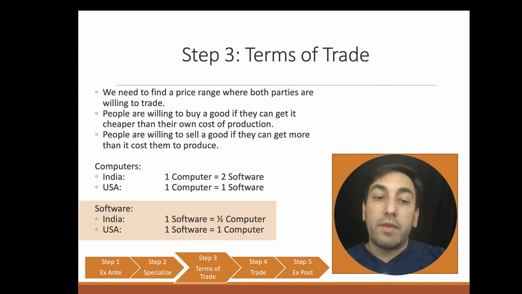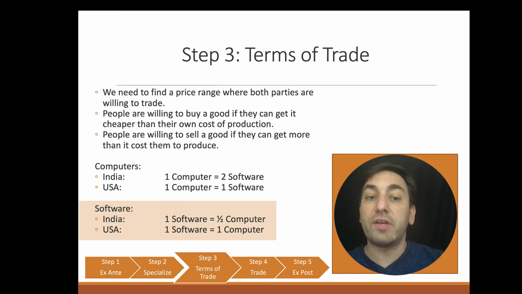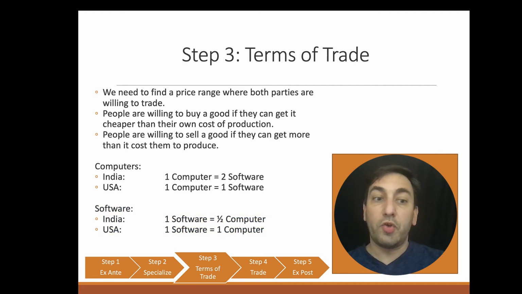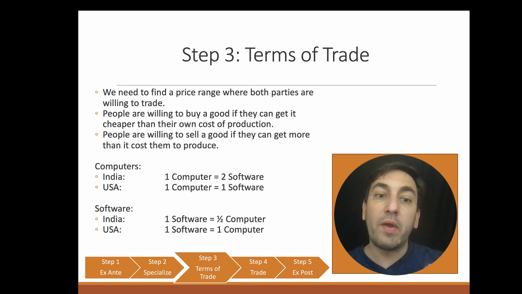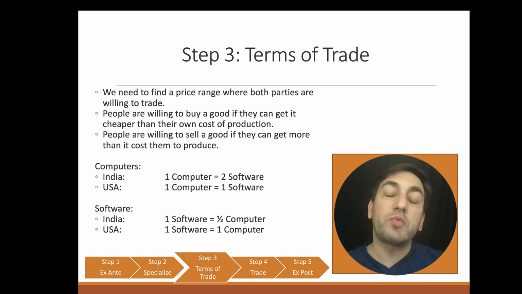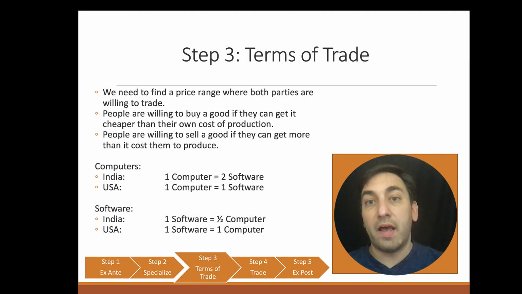In software, India, each piece of software costs a half a computer, and in the United States, each piece of software costs a full computer. So you'd rather produce software in India where it's a half a computer. Now what we're going to do is look at one of these items at a time, and figure out where India will buy and where the US will sell on both of these.